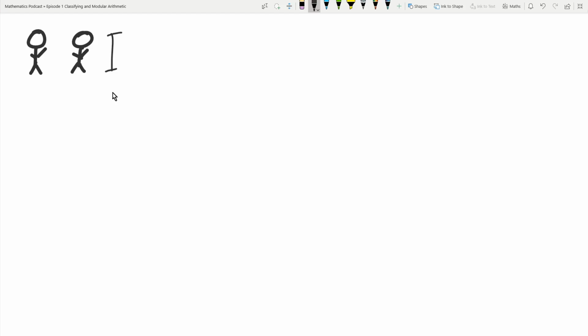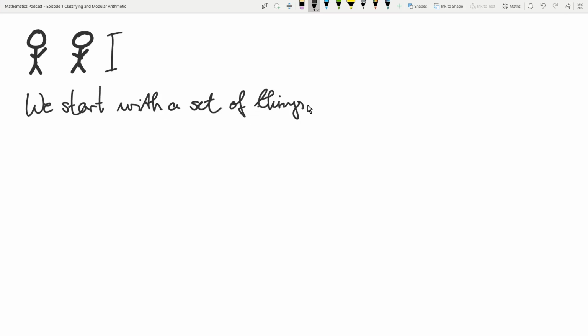For example, if you're out on a date and you have never seen the person before, but you know they wear glasses, so you know that you can rule out those that don't wear glasses. This is what the idea of classifying is about. Let's sketch that for a bit. We start with a set of things, and usually want to identify essential information.